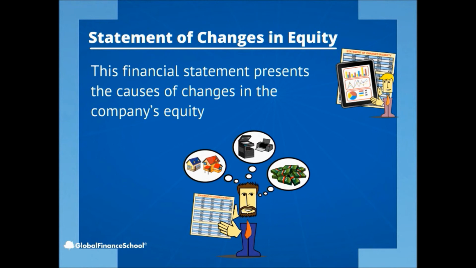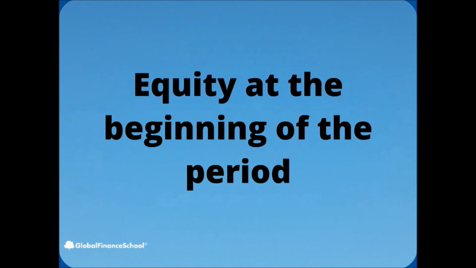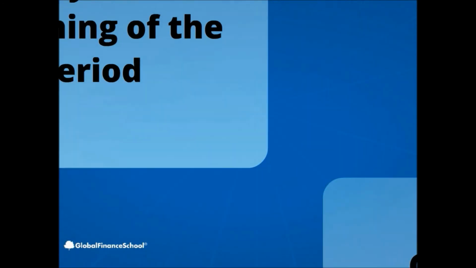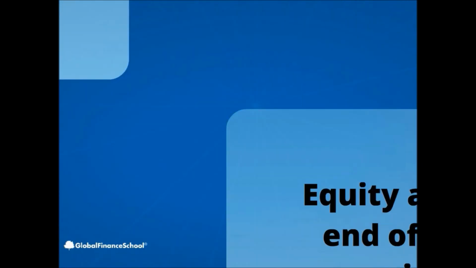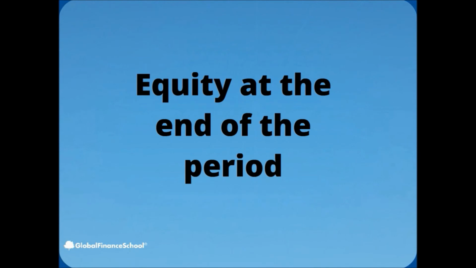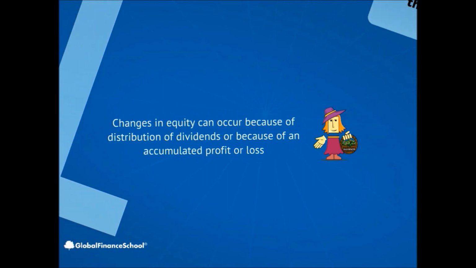Statement of changes in equity. Another sub-report financial statement is the statement of changes in equity. This financial statement presents the causes of changes in the company's equity during a given period and includes three main parts. Equity at the beginning of the period, changes in equity during the period, equity at the end of the period. Changes in equity can occur because of distribution of dividends or because of an accumulated profit or loss.